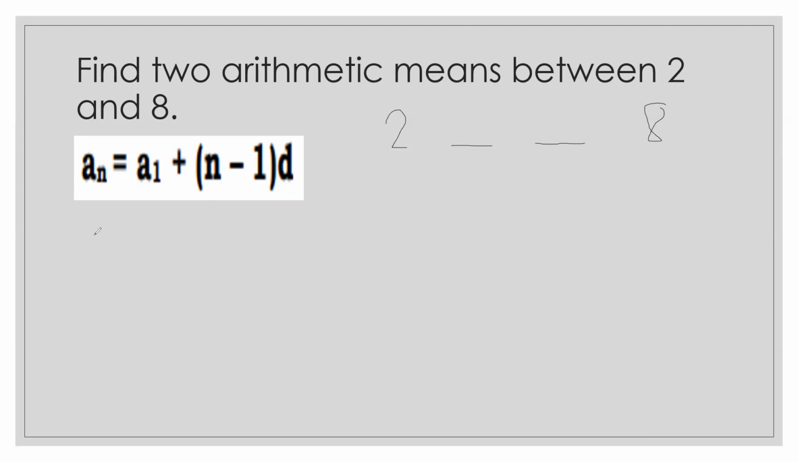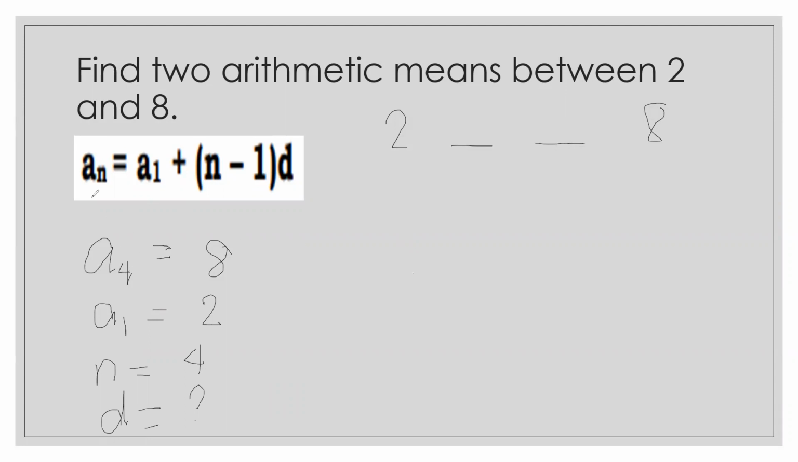So, what is our a sub n? A sub n is the last term. Ano ang last term natin? 8. Pang ilan si 8? Pang-apat po. So I'll be writing this as a sub 4 equals 8. Tama? A sub 4 kasi pang-apat yung 8. A sub 1 is 2. How many terms do we have? 4. Ano ang D natin? Yan ang nawawala ngayon. Ano ang D?